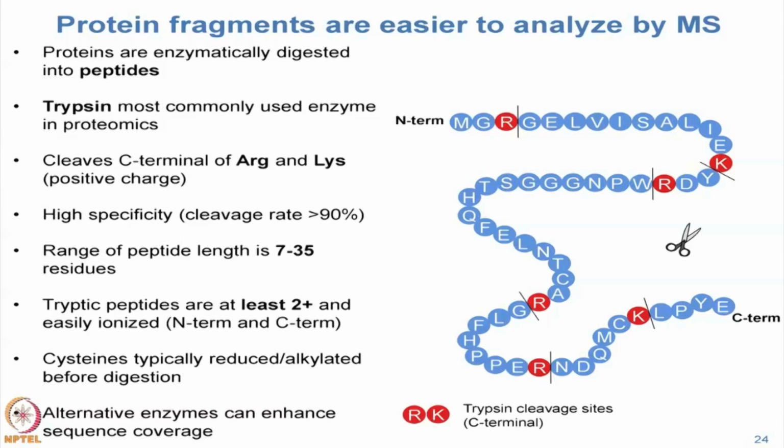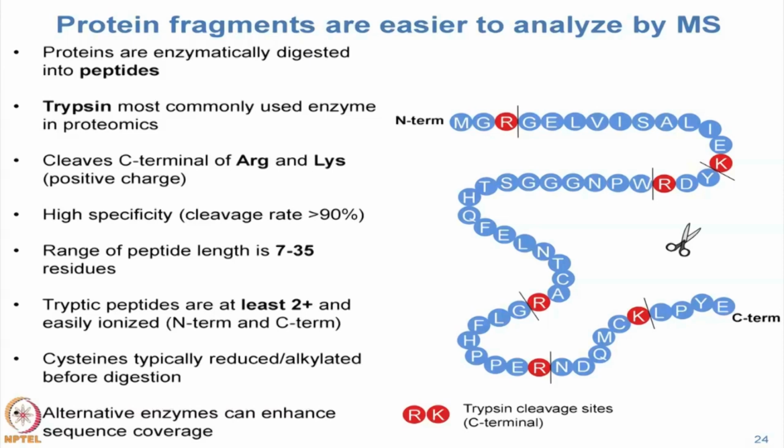Cysteines can be disulfide linked when they're in a protein. If you just reduce them, they're very hard to chemically maintain throughout your process. So what we typically do is break the disulfide bonds and then alkylate them with some agent like iodoacetamide that then makes them readily detectable.